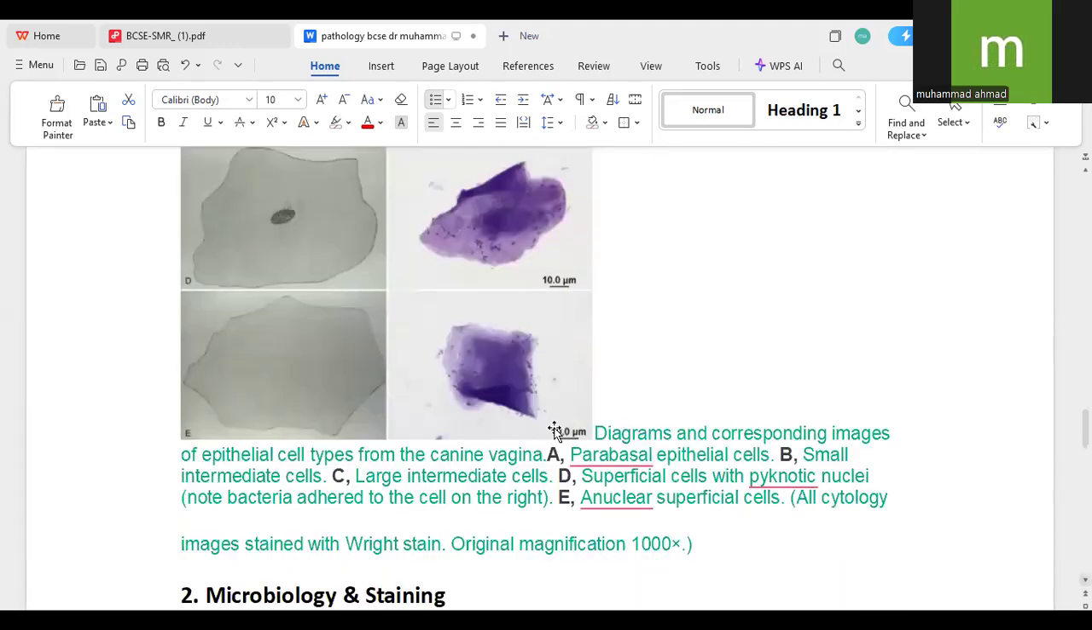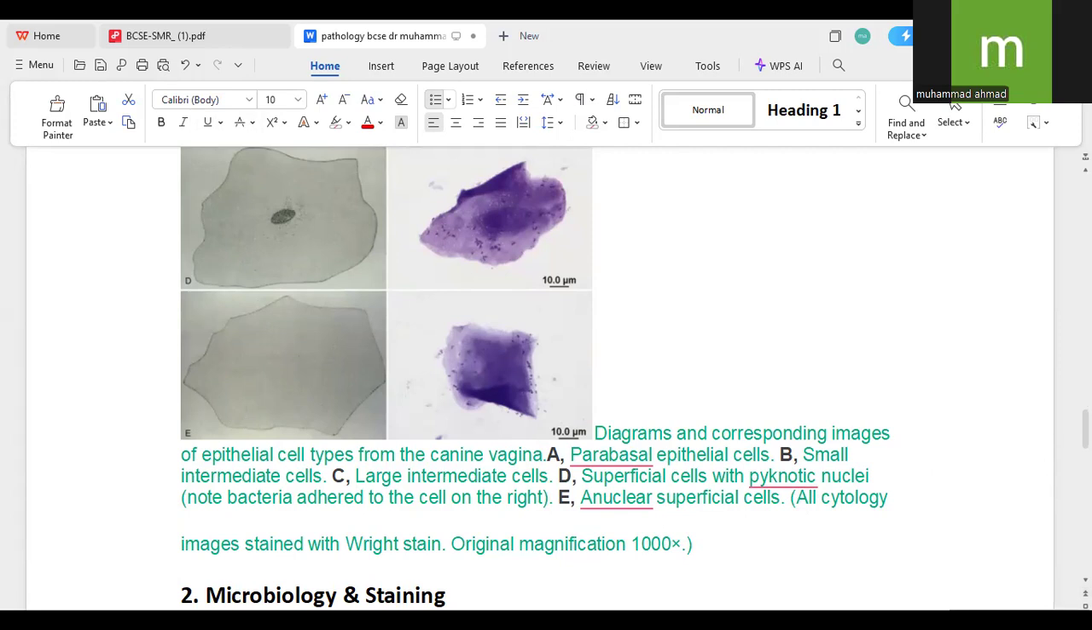And D are the superficial cells. They have less nucleus, more cytoplasm, more cornification. Okay, more spikes. Superficial with the pyknotic nucleus. No bacteria. Okay, and E is the anuclear superficial cell. There is no nucleus.